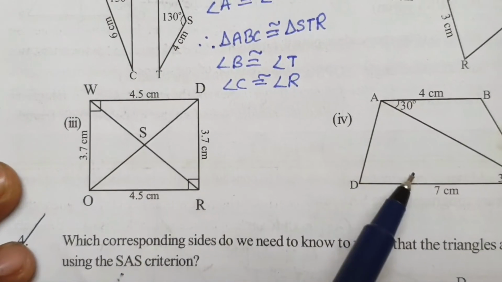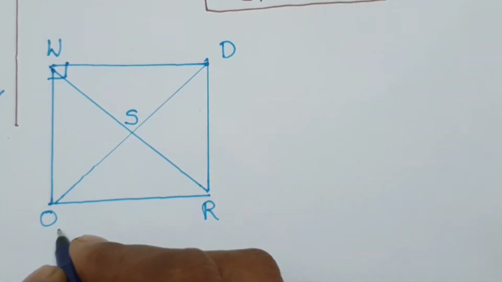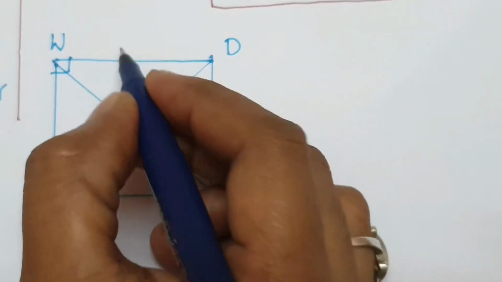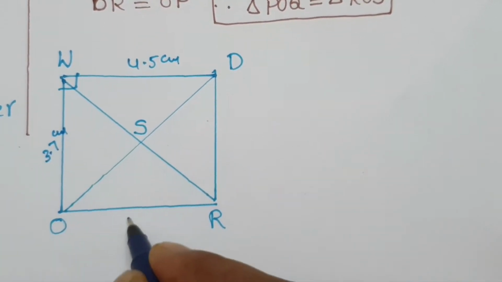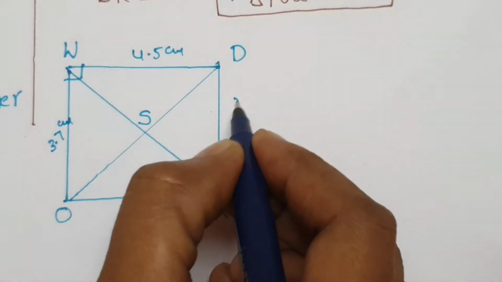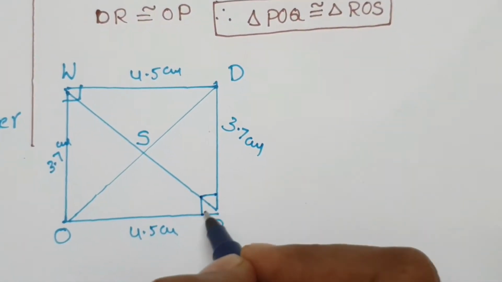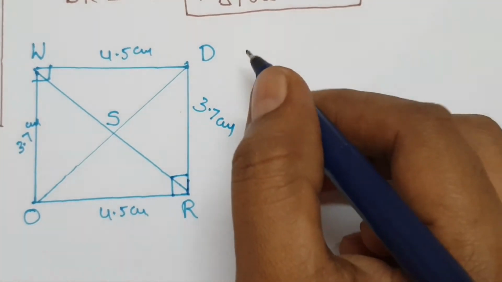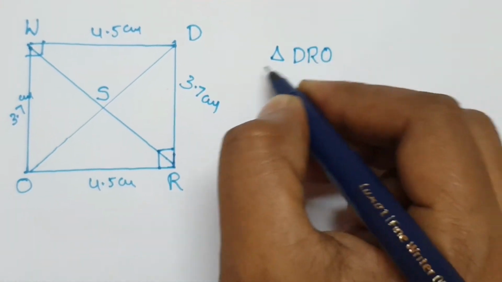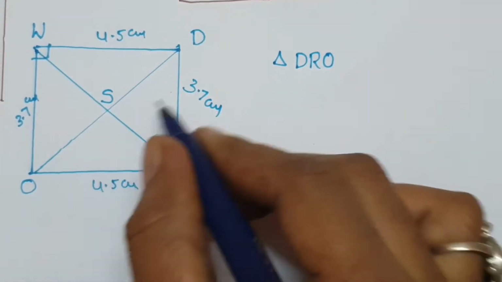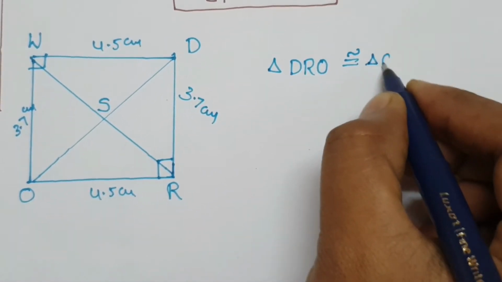See the third and fourth one. Here, triangle DRO, with 4.5 centimeters, 3.7 centimeters, 4.5 centimeters, 3.7 centimeters. So what are congruent? Here perpendicular is given, 90 degrees. First one, triangle DRO is congruent to triangle OWD.